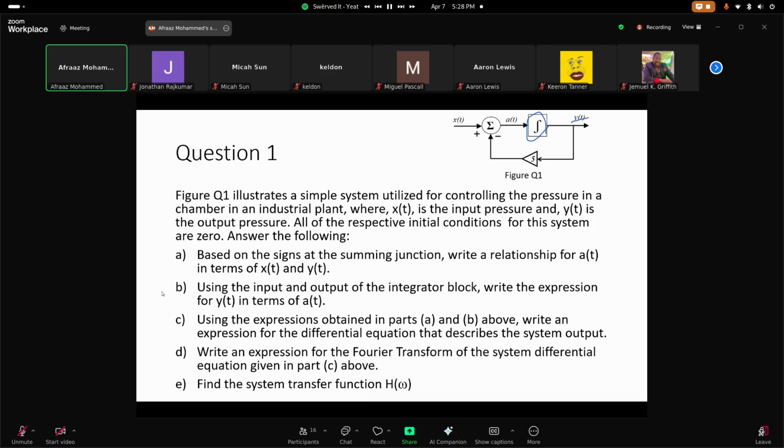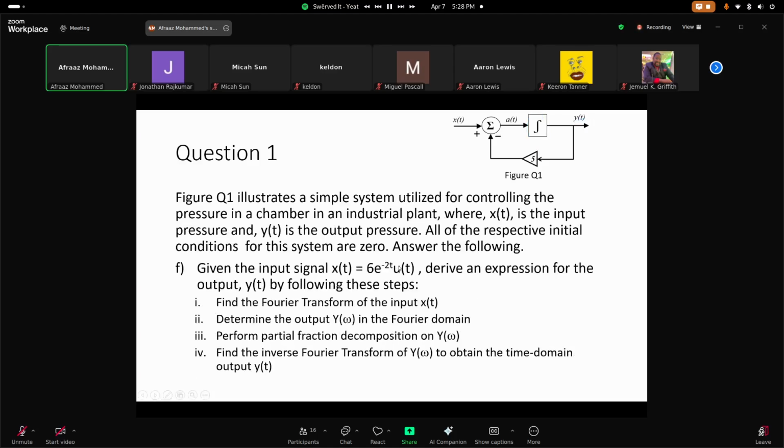Right, now after you do that, given an input signal, so now we're going to find the response to the input signal, right? So this is the input signal, 6e to the minus 2t u of t. You will derive an expression for the output y of t, but to do that, you'll follow these steps.